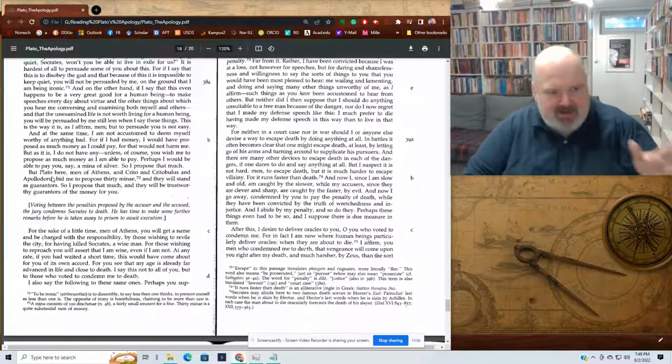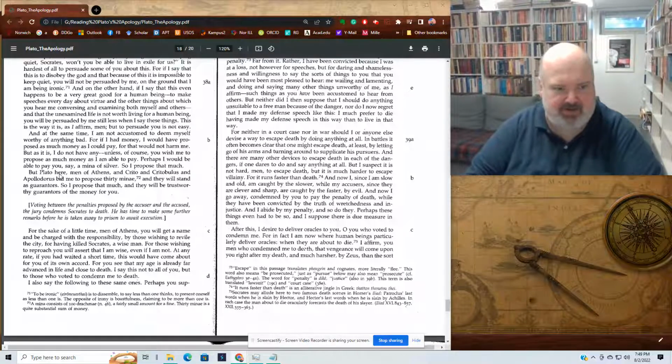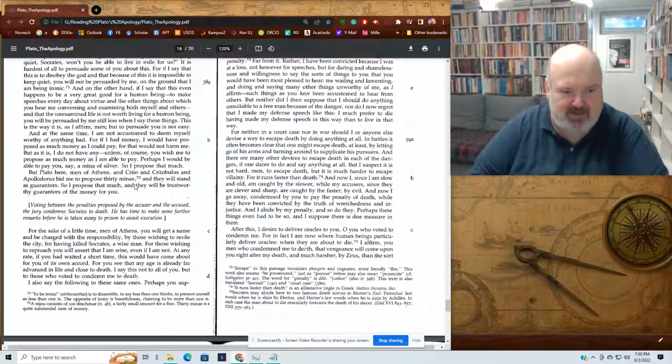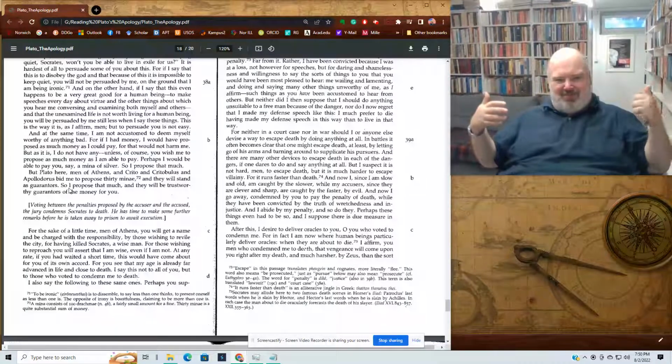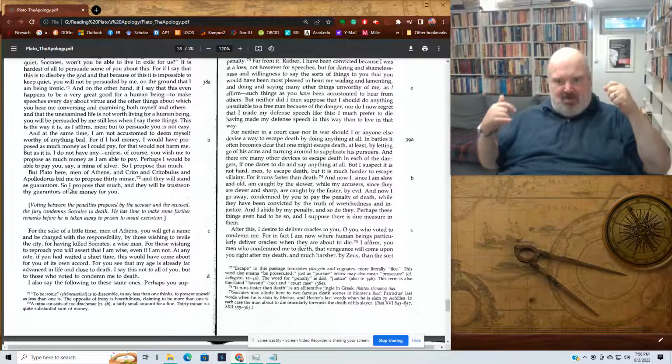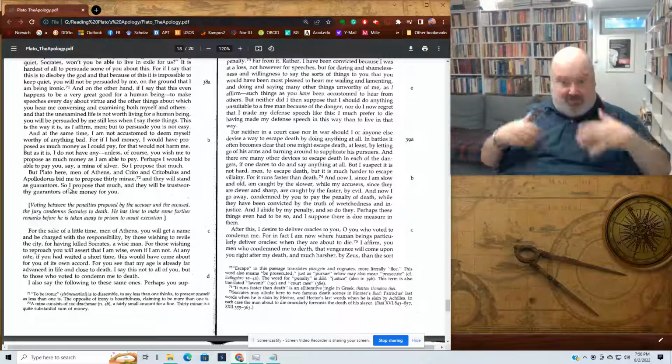But Plato here, who's in the audience apparently, men of Athens, and Crito and Critobulus, and Apollodorus bid me to propose 30 mina. Now, 30 mina is a quite substantial sum of money, and they will stand as guarantors. So those people, Plato, Crito and his son, and Apollodorus, all say, Socrates, 30 mina, please, we'll provide this money.